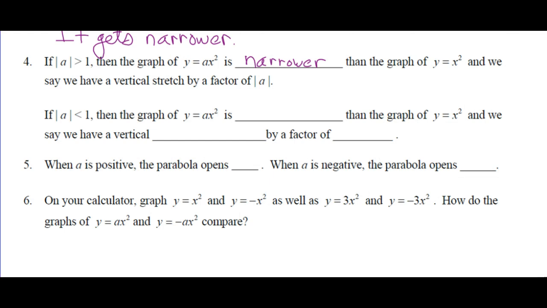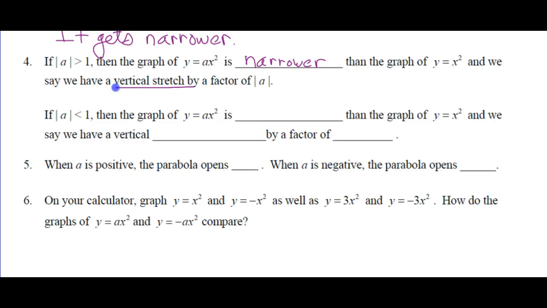Now we say we have a vertical stretch by a factor of A. That's how we're going to describe it. So when you see an A value, you say that this graph is vertically stretched by a factor of A, or the absolute value of A. So even if it's negative 2, you say it's vertically stretched by a factor of 2.